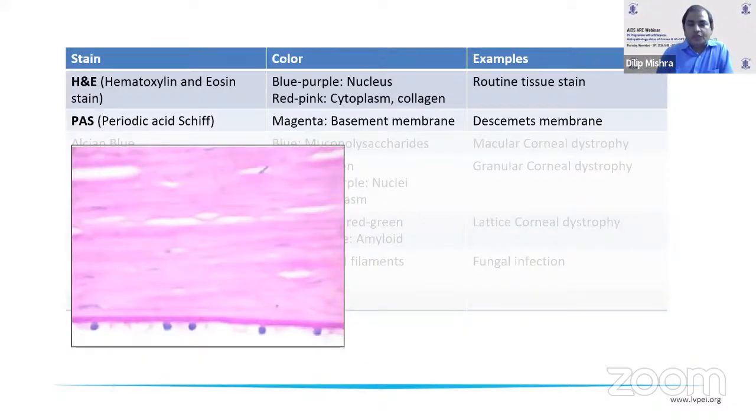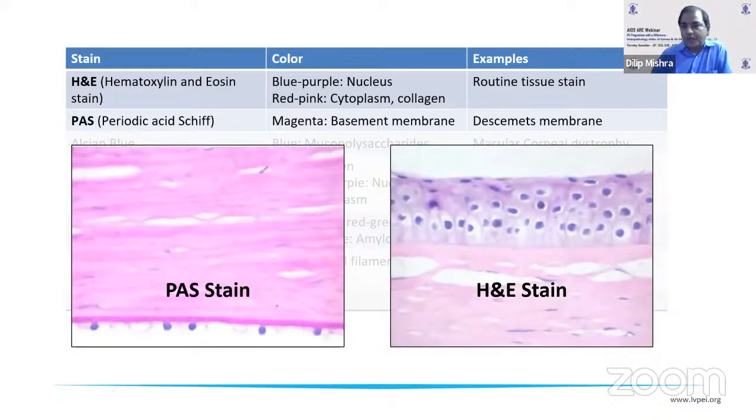Now come to the normal histology of the cornea. As you know, the cornea has 5 layers. This is the H&E stain on histopathology. The outer layer is the epithelium, which is 3 to 5 cell layers thick. After that come Bowman's layer and the stroma. And the stroma makes up 90% of the cornea.